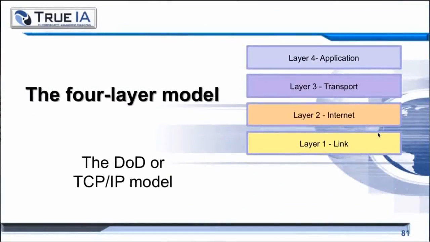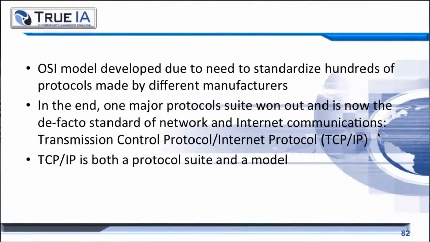So now let's talk about the 4-layer model, the DoD or TCP/IP model. Understanding that the OSI model was developed due to a need to standardize hundreds of different protocols made by different manufacturers. In the end, one protocol suite really won out. It's now the de facto standard for the internet. It's TCP/IP. TCP/IP is both a protocol and a model.